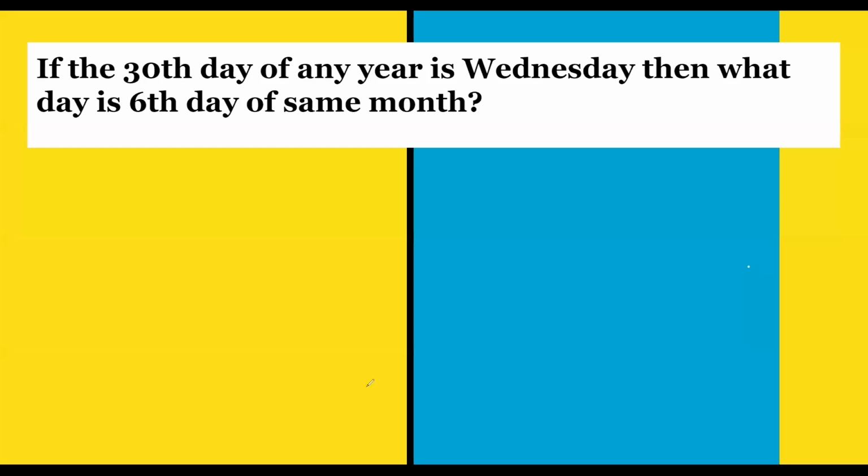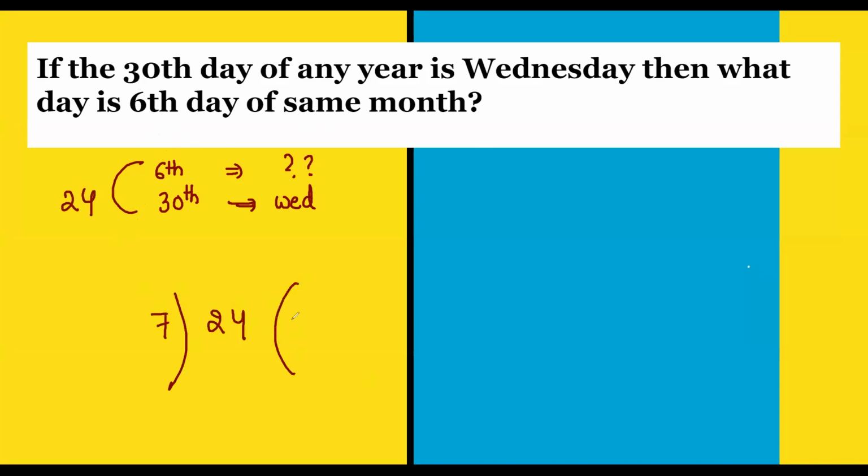Now just focus on this question. If the 38th day of some year is Wednesday, what would be the 6th day of the same year? So same way, first we find the difference and then we divide. So how much did you get? Odd number of days is 3.